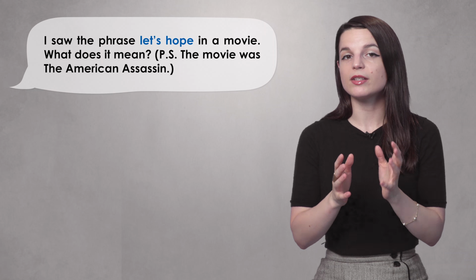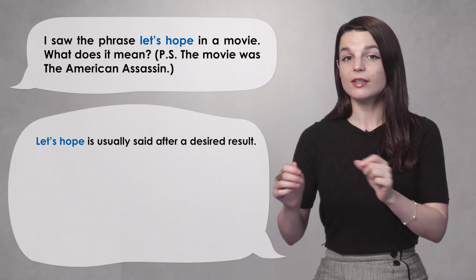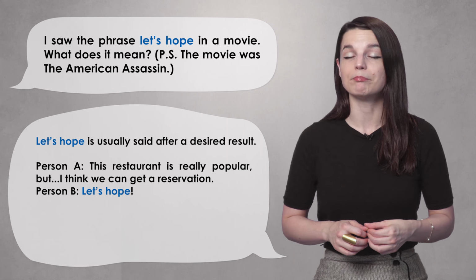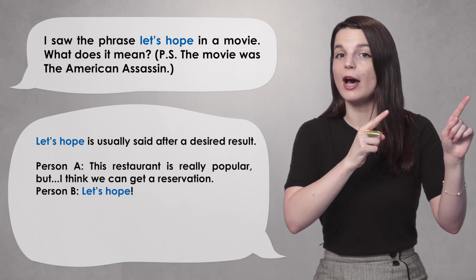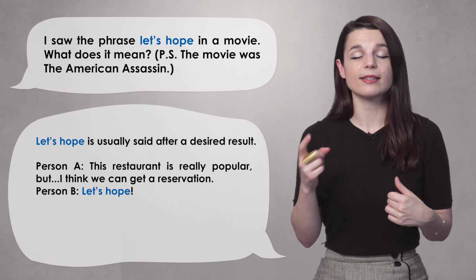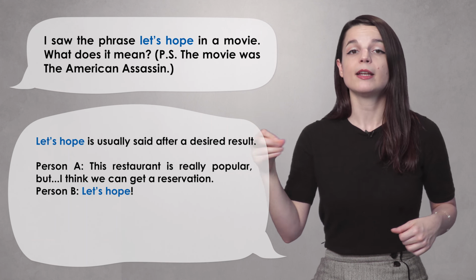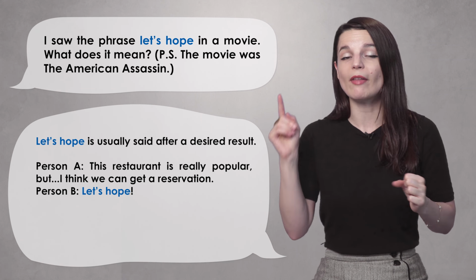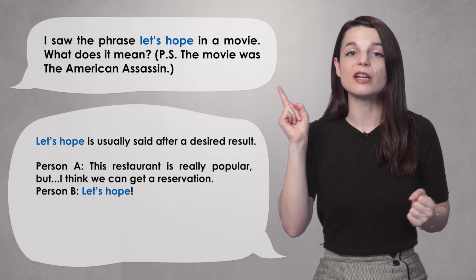Yeah, so let's hope is usually said after a desired outcome. So for example, speaker A might say, this restaurant is really popular, but I think we can get a reservation. And speaker B might say, let's hope. So let's hope is short for let's hope for that outcome that you just mentioned. So you have to go back to the previous sentence in the conversation. In this case, I think we can get a reservation. That's the thing that the speaker wants. That's the desired result. Speaker B is agreeing with speaker A by saying, let's hope, which means I also want that outcome. I hope that we can achieve that outcome. So let's hope connects to the thing that was previously said.